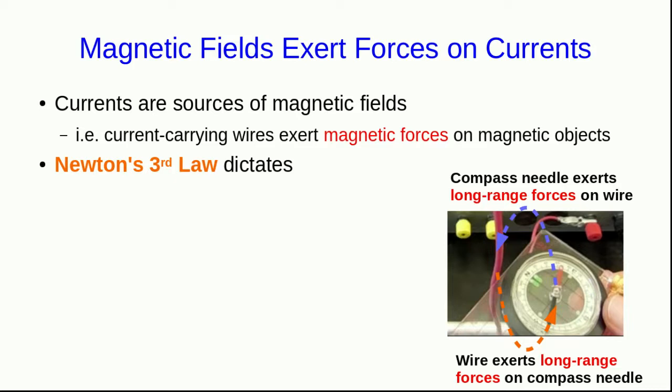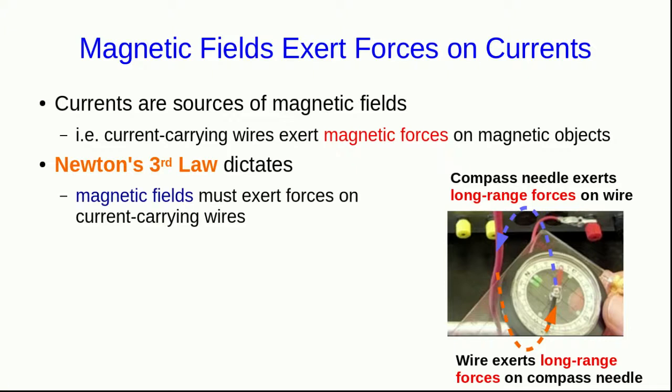the compass needle must be exerting long-range forces back on the wire. Or, to put it another way, the compass needle produces its own magnetic field, and the wire must feel magnetic forces due to that magnetic field. And so, in general, magnetic fields must exert forces on current-carrying wires.